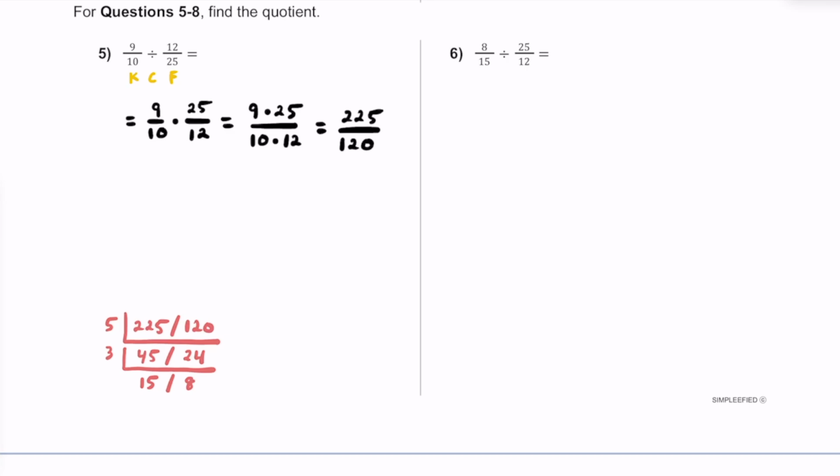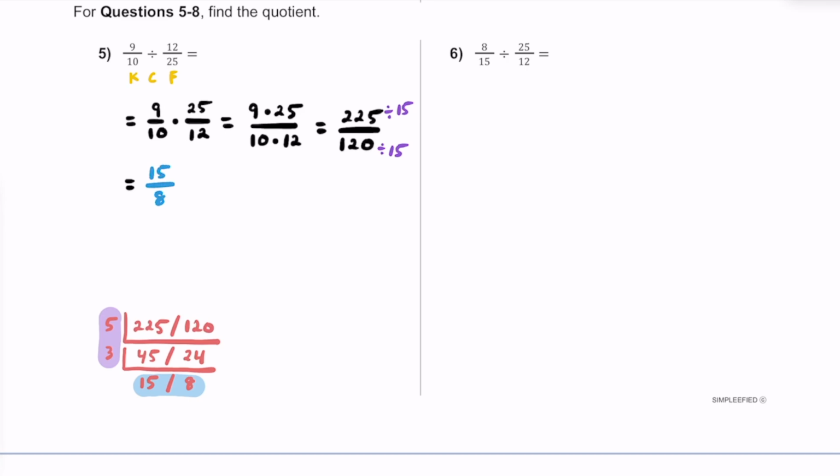Now, 15 and 8, I don't think they have anything in common. I think they just have 1. So I think we're done here. The greatest common factor here is 3 times 5, also known as 15. So you can go ahead and divide this one by 15 on top and divide the bottom here by 15 as well. And then what are we left with? We're going to be left with this 15 over 8. So writing this simplified version here, we're going to have 15 over 8.